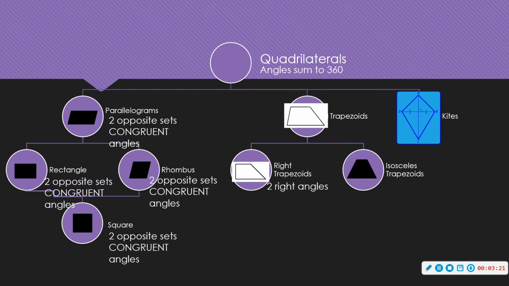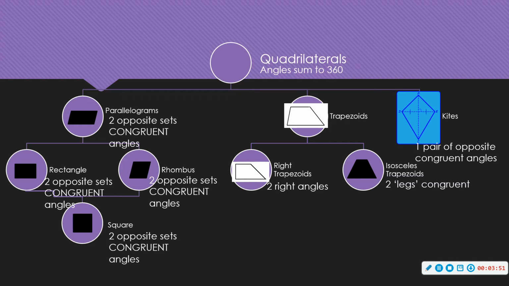Now trapezoids don't have anything new to them, but in their little branching family right here, the right trapezoids are special because they have two right angles, so those two angles off to the left hand side there. And isosceles trapezoids are unique because they have two legs that are congruent. That's probably the trapezoid that most often comes to mind, and the legs are the non-parallel sides. So if you're isosceles, that means that those legs are congruent to each other.